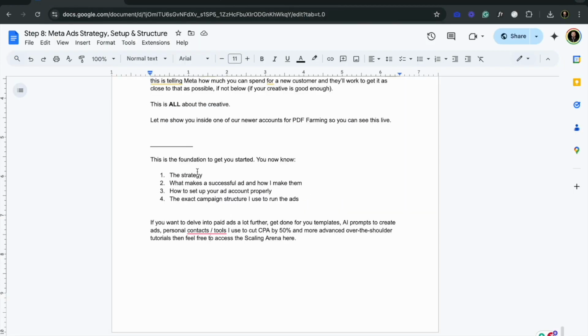So that is the foundation basically to get you started. You now know the strategy, what makes a successful ad, how to make them, how to set up the ad account properly, and the exact campaign structure I use to actually run the ads.